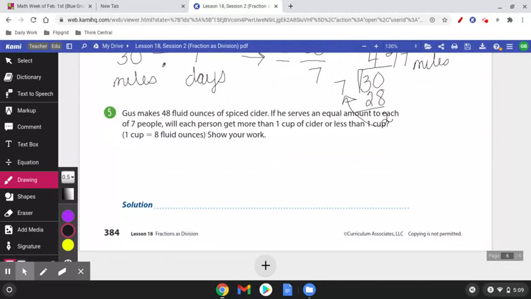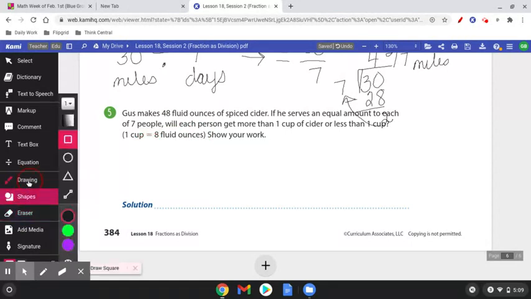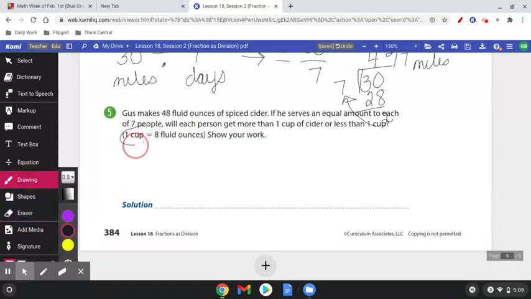Gus makes 48 fluid ounces of spiced cider. If he serves an equal amount to each of 7 people, will each person get more than a cup of cider or less than a cup? And it does remind you here that a cup is equal to 8 fluid ounces. So that's just kind of a little reminder there for you. Let me circle that nicely. There we go.